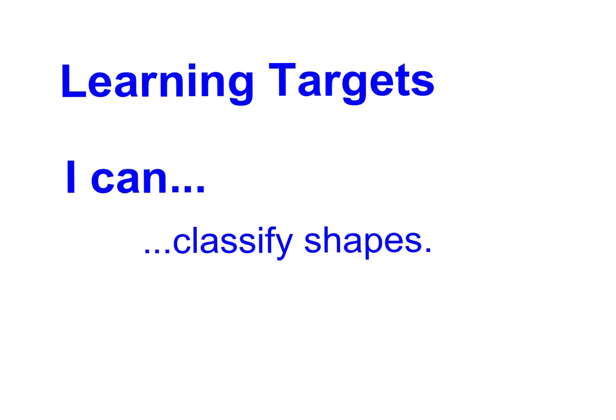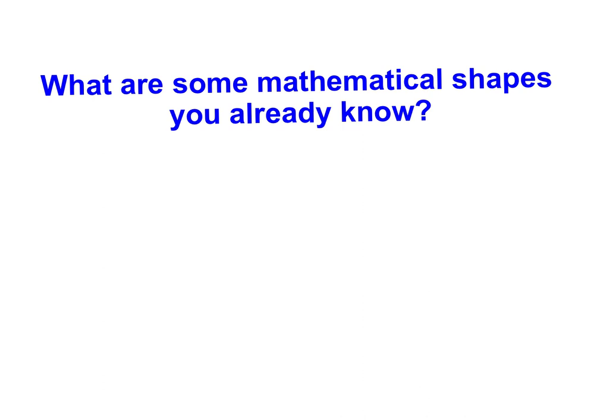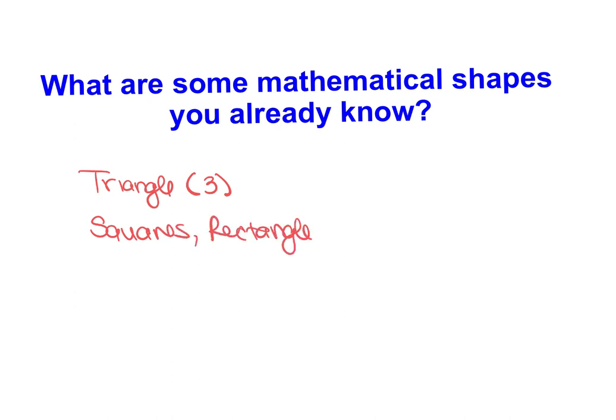In this video, we're going to learn how to classify different types of shapes. So there are a lot of mathematical shapes that you're probably already familiar with. For example, many of you know about a triangle, which is a shape that has 3 sides. Many students also know about squares, rectangles, etc., types of shapes that have 4 sides.